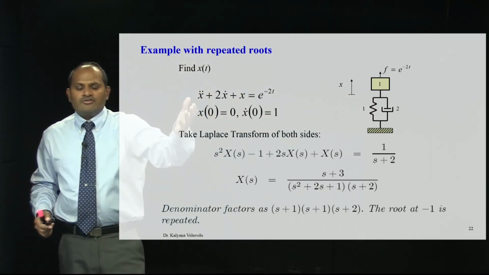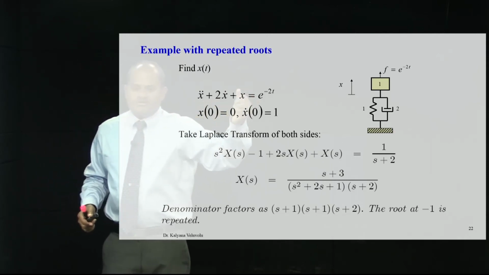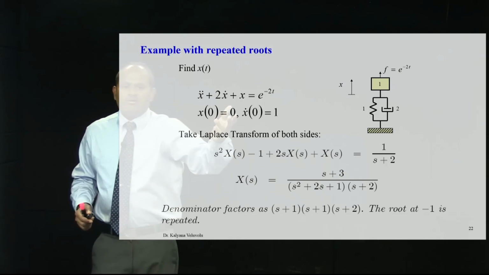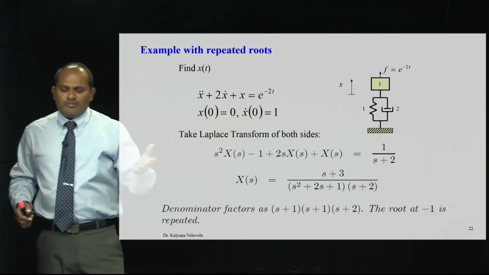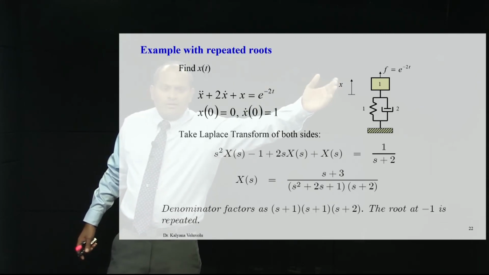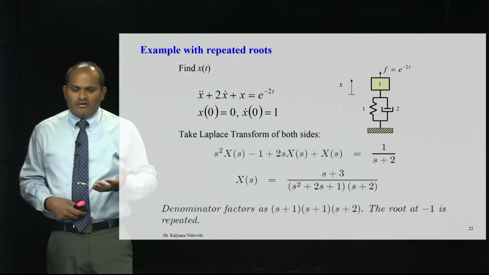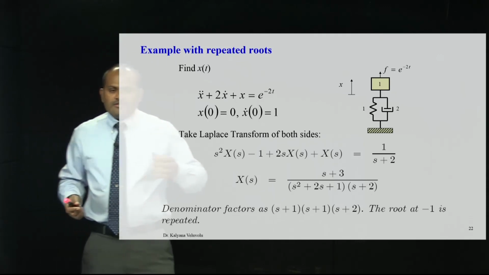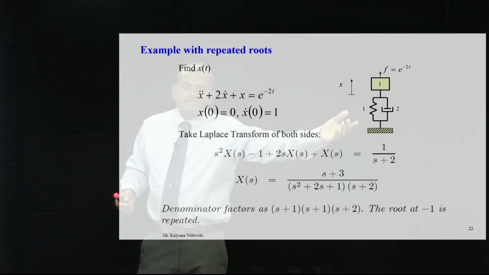So, x double dot plus 2x dot plus x equal to e power minus 2t, and take the initial conditions x of 0 equal to 0, x dot of 0 equal to 1. Solving this problem means, when I apply a force on this body, what is the displacement profile? That means when you apply some force, what is the displacement?